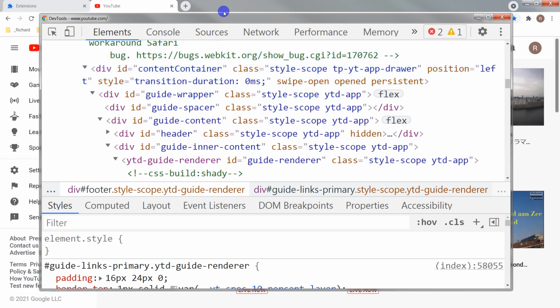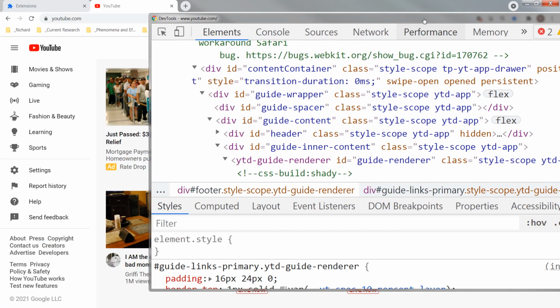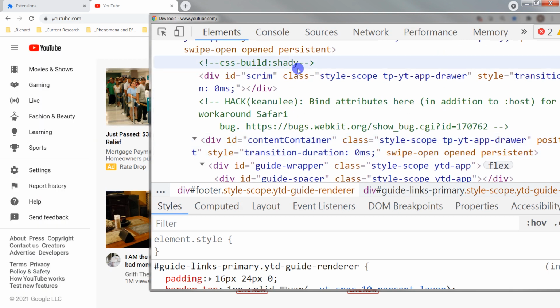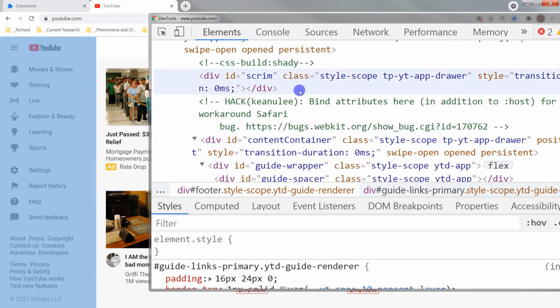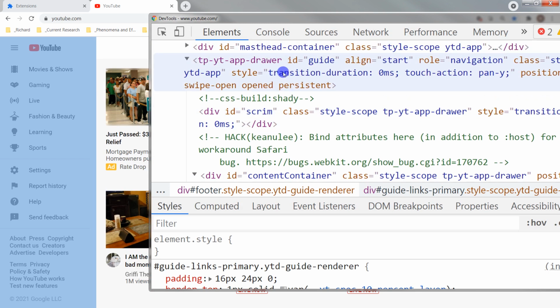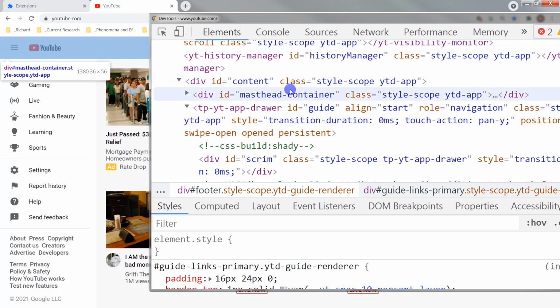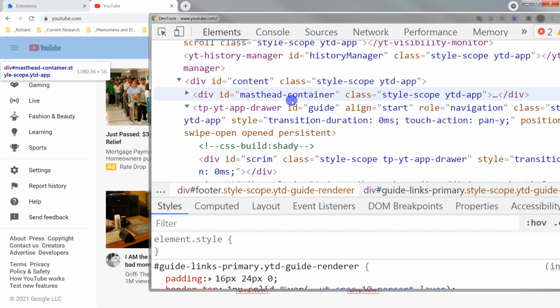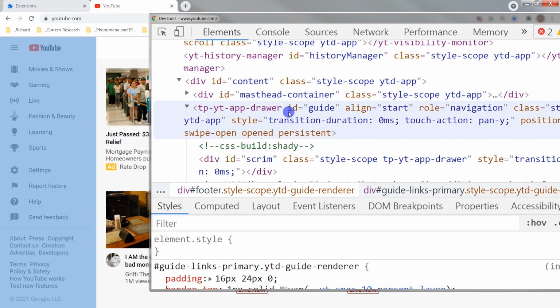And this content container, let's see if I can move this out of the way here. Content container, there, okay, so maybe I could have tried that, but let's see, what was this? Scrim, ID is scrim. This doesn't look like what I want. Okay, app drawer. Okay, so maybe that was the thing. The masthead container, content, that one, ID is guide. Okay, so maybe that's where I had it. It's just hard to read these things.